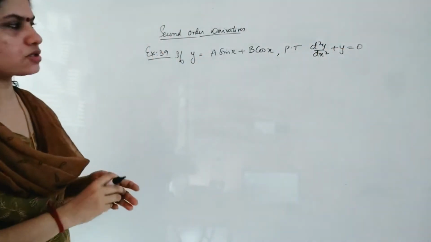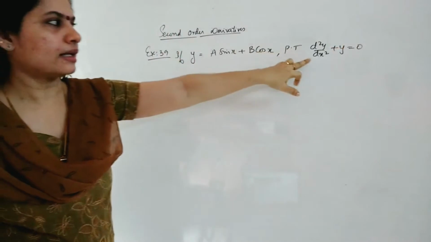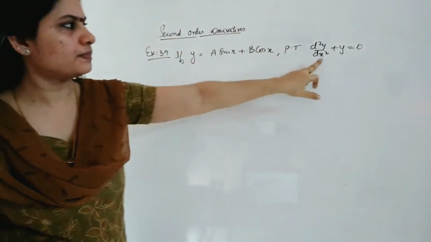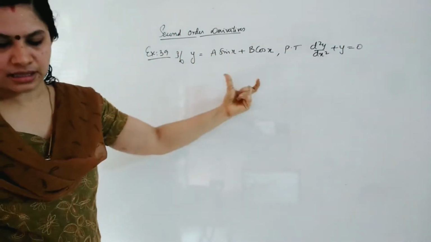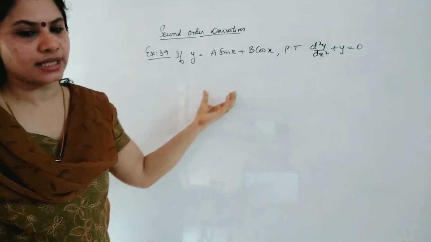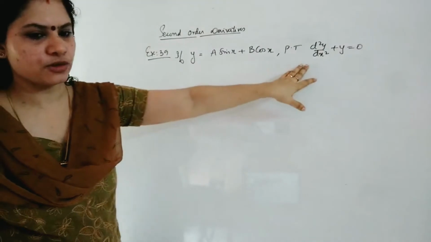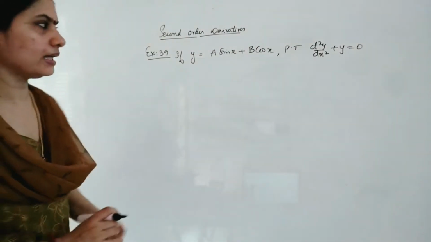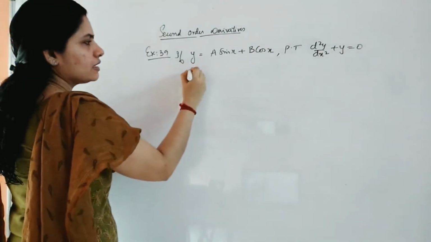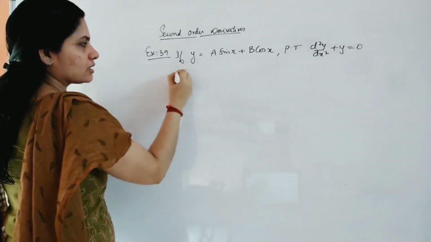So there are two methods to solve this. Directly you can just find out the second derivative and place it here, or in some cases you will get the equation directly. After solving, if you are taking the common out and making it in this form, you will get the equation directly. So we will start with y is equal to a sin x plus b cos x.